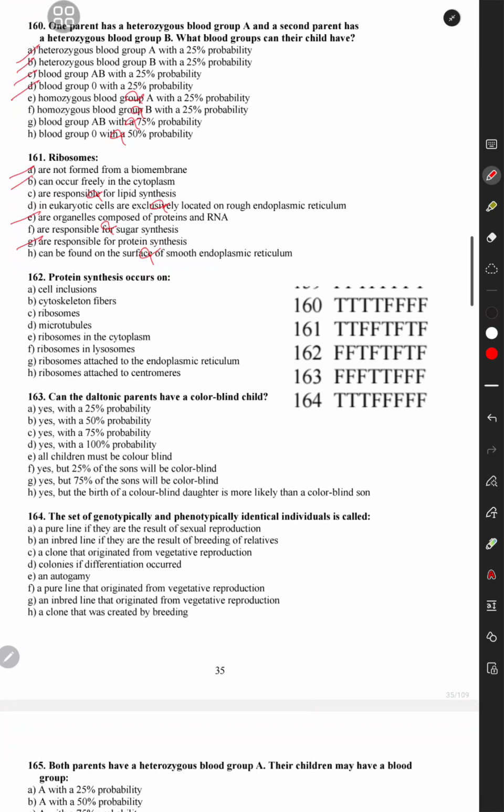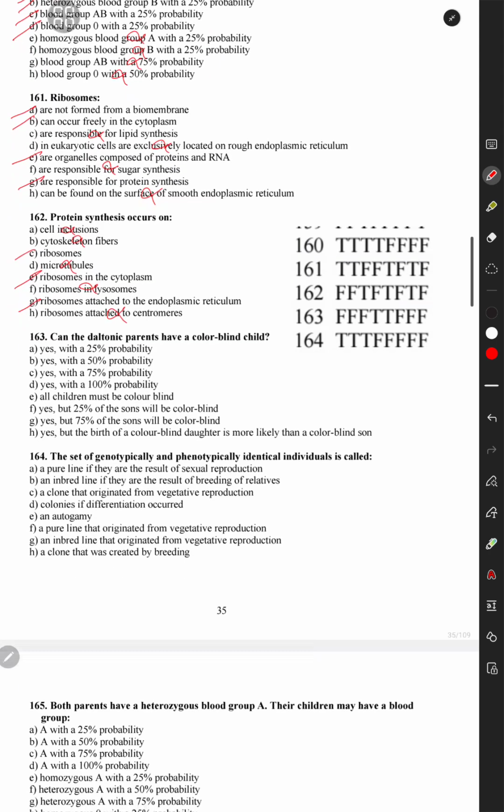Protein synthesis occurs on cell inclusions, cytoskeletal fibers, ribosomes, microtubules, ribosomes in the cytoplasm, ribosomes in lysosomes, ribosomes attached to the endoplasmic reticulum, ribosomes attached to centromeres. False, false, true, false, true, false, true. Can daltonic parents have a colorblind child?